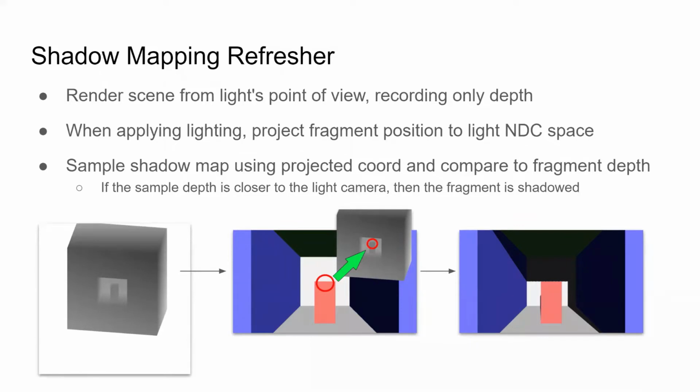Hopefully I explained that well enough. Any questions on shadow mapping? Okay, I'll move along.